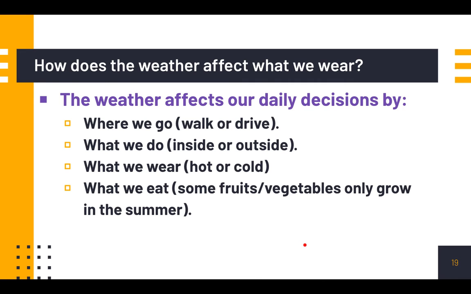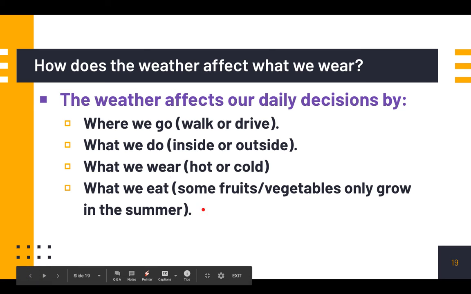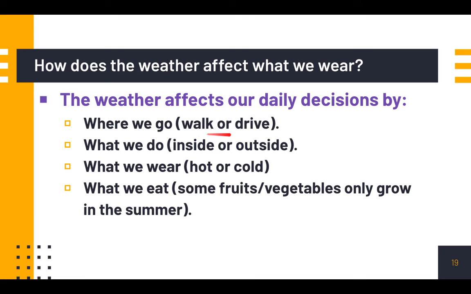Now, how does weather affect what we do every day? And remember, weather affects our daily decisions because it tells us if we're able to walk somewhere or if we have to drive. If it's too cold or too hot, we might have to drive somewhere. We can't necessarily walk. It also affects whether we do something inside or outside. If we have a party and we wanted to have a pool party, it would have to be summertime or hot outside. So it affects what we do.